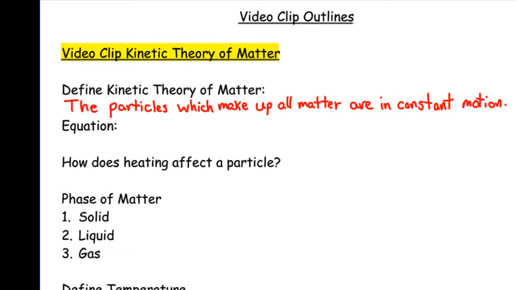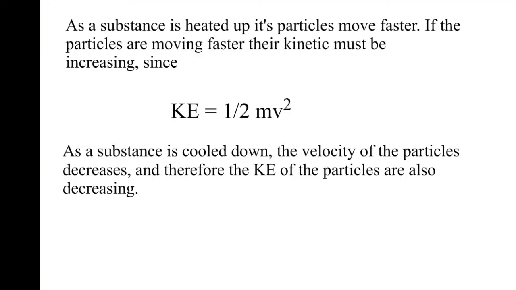Okay, let's take a look at some other aspects of the kinetic theory of matter. First of all, as we saw in the PhET simulation, you'll notice that when the molecules were moving faster, the temperature gauge increased. In other words, the faster the molecules are moving, the hotter the temperature. Likewise, the slower the molecules are moving, the lower the temperature. Well, this all relates back to kinetic energy, because temperature and kinetic energy are closely related.